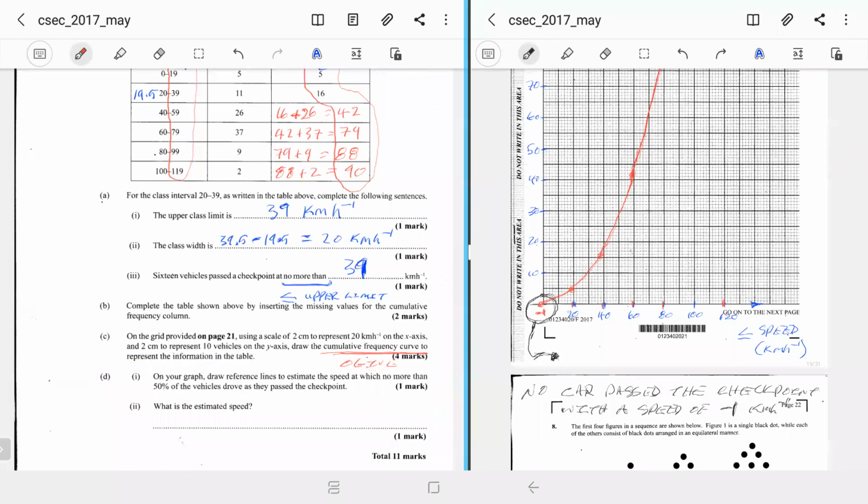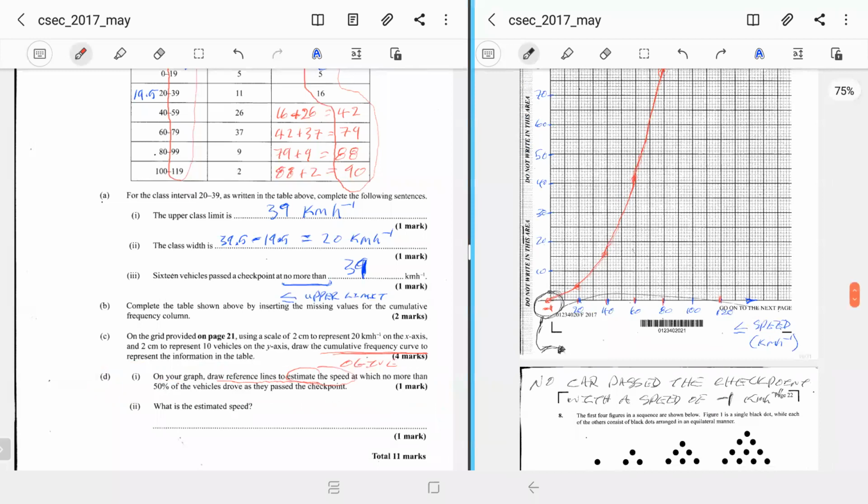Listen to the question again. On the graph, draw reference lines to estimate the speed. So if you want a speed, you have to find an answer. Let's dumb it down. They said the speed at which no more than, remember it means less than or equal to, no more than 50% of the cars, no more than 50% of the vehicles drove past the checkpoint.